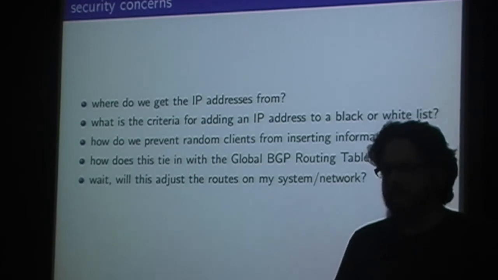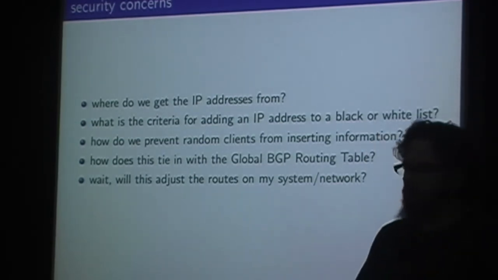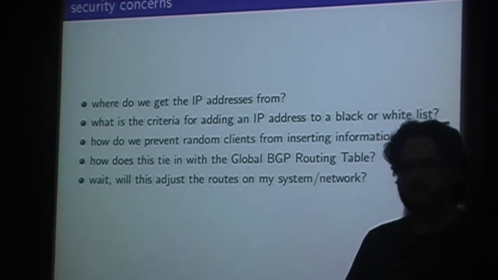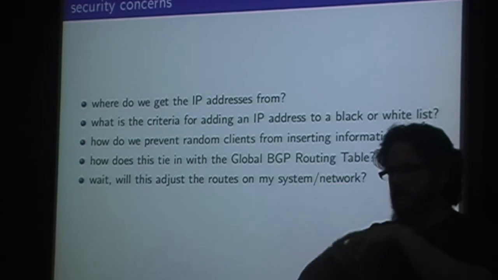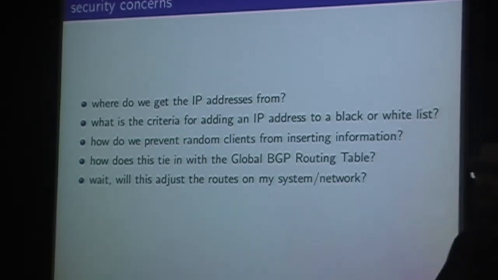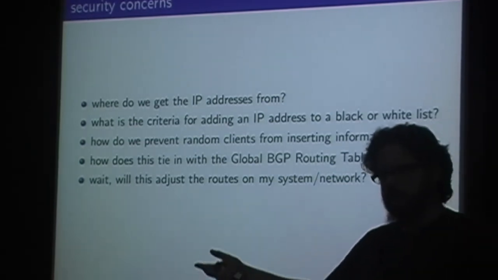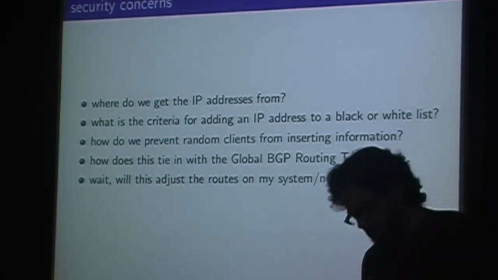Some people have been asking me, how does this tie in with the global routing table? This is BGP, isn't it? Well, it is, but the BGP global routing table is a completely separate instance. That is simply those BGP routers talking to each other. It just so happens there's like 5,000 BGP routers, 10,000, whatever. There's a huge number of them. Ours are just simply not part of this. It is a separate implementation.